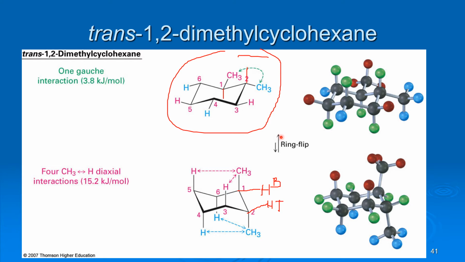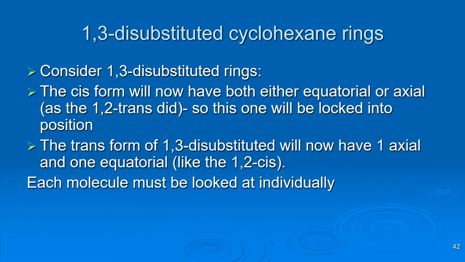Now, everything changes when we get to 1,3-dimethylcyclohexane. So instead of having them on neighboring carbons, they're one away from each other. So let's look at those really quickly. 1,3-disubstituted cyclohexane rings. So again, we have cis and trans. This time though, because they're on numbers 1 and 3, let's draw this here.